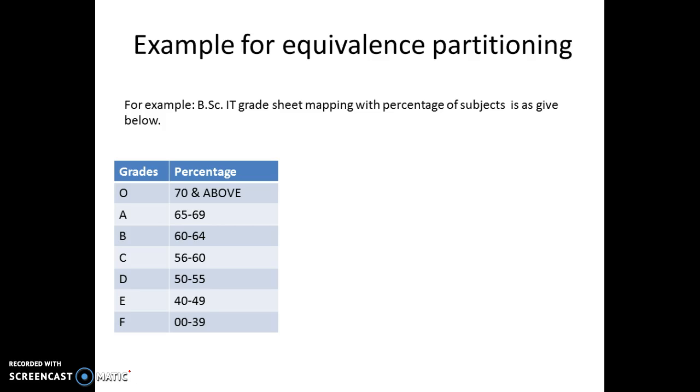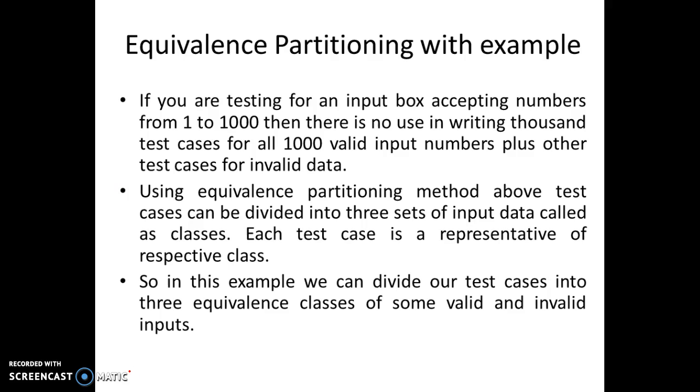We would like to see an example. In our academics, we generate the grade sheet, where grades are awarded to the student and mapped with the percentage. So if grade A is there, the percentage of that student is between 65 to 69. So I will check that if I enter any value between 65 to 69, I must get grade A. There is no need to check each and every value between 65 and 69. So this is the use of equivalence partitioning.